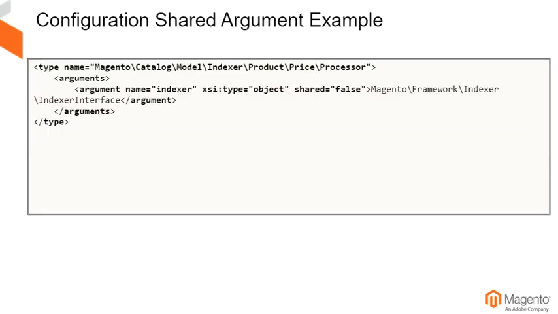A shared object is an analog of a singleton. You may encounter situations where you want to use the same instance of a class within several other classes. In the example on the slide, the instance of Magento\Framework\Indexer\ActionInterface that is injected into Magento\Catalog\Model\Indexer\Product\Price\Processor will not be shared. The argument shared on the argument node is set to false. If it is set to true, the same instance would be injected every time the price processor is instantiated. It is possible to use the shared argument on both types of nodes and on argument nodes with the xsi:type set to object.